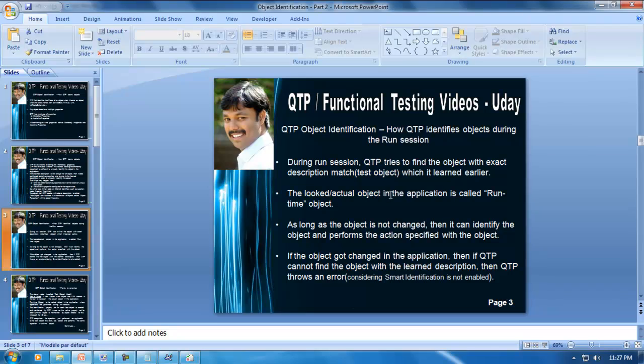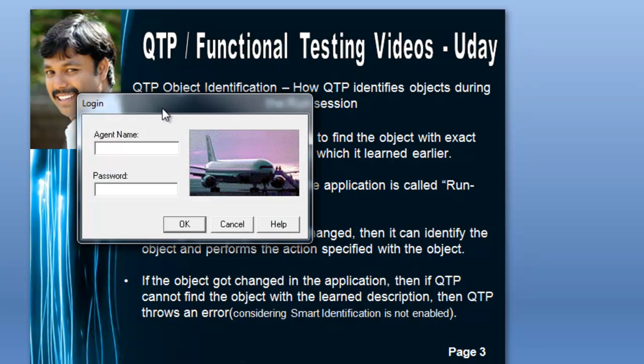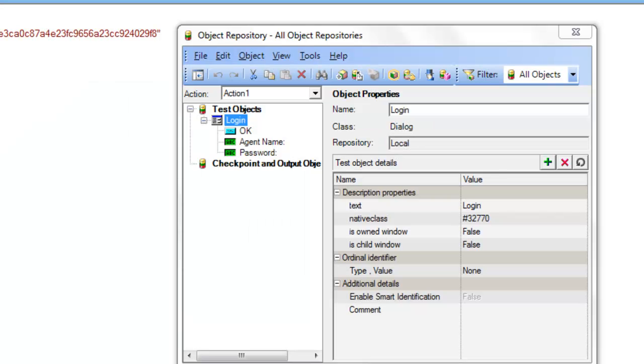The actual object in the application is called the runtime object. So whatever objects you are seeing here in the application are called runtime objects, whereas the objects that are displayed in this object repository are called test objects.